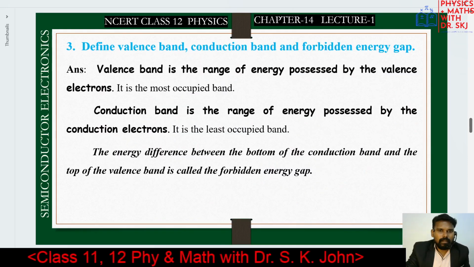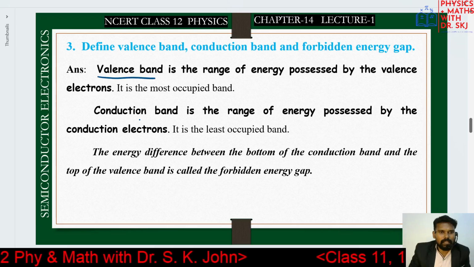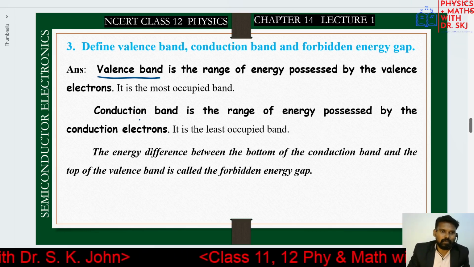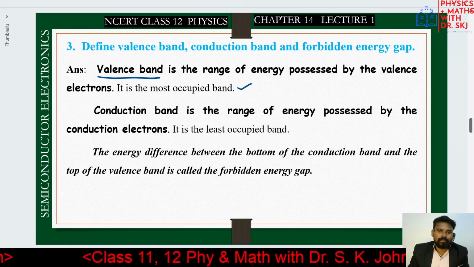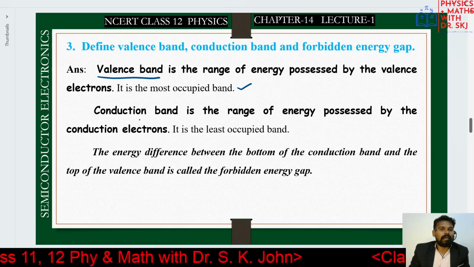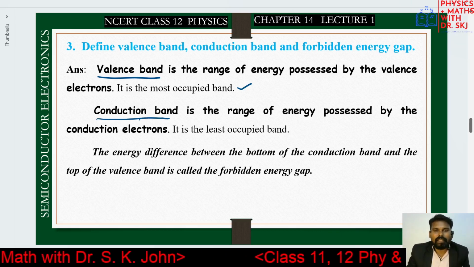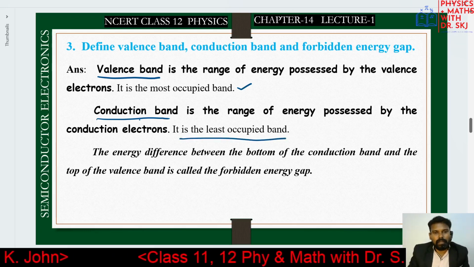Now, as I told you, there are two energy bands. One is the valence band. What is the definition of valence band? It is the range of energy possessed by valence electrons, and it is the most occupied band. It is not empty; usually it is a fully occupied band. Conduction band is the range of energy possessed by the conduction electrons. It is the least occupied band.